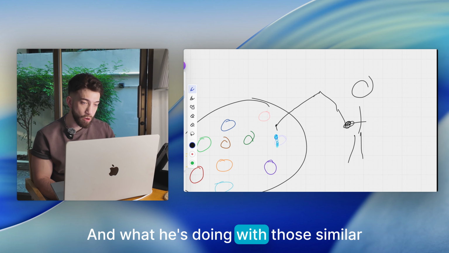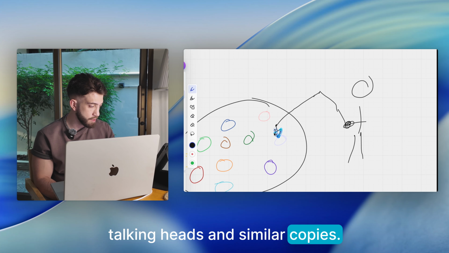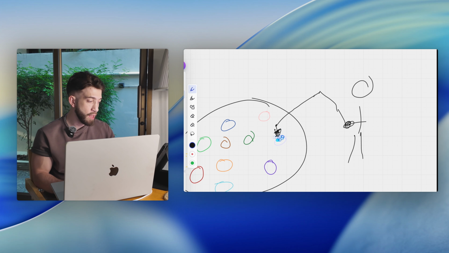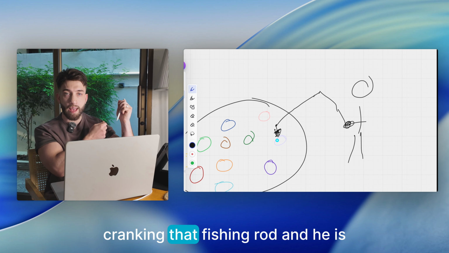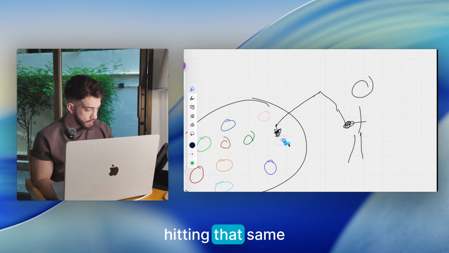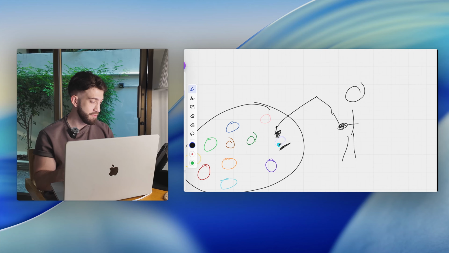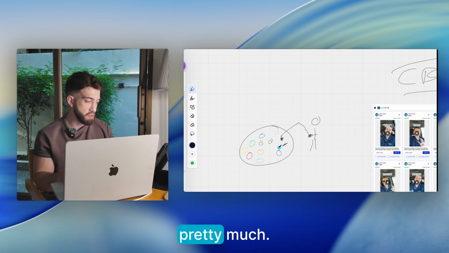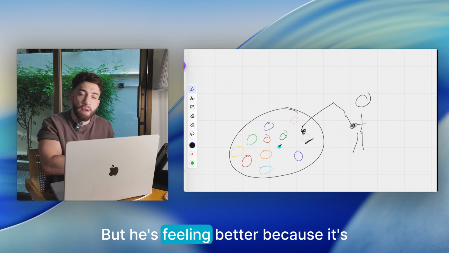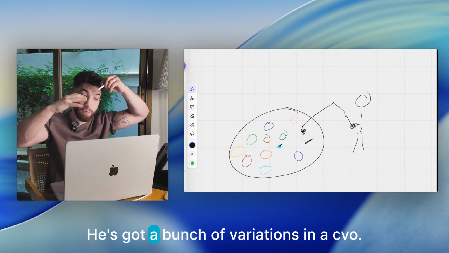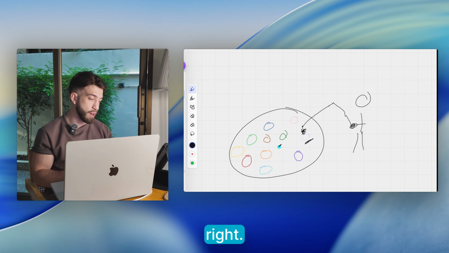And what he's doing with those similar talking heads and similar copies, not even similar copies, the same copy, is he's cranking out that fishing rod and hitting that same fish over and over and over again with the same ad, pretty much. But he's feeling better because he's got a bunch of variations in a CBO, right?